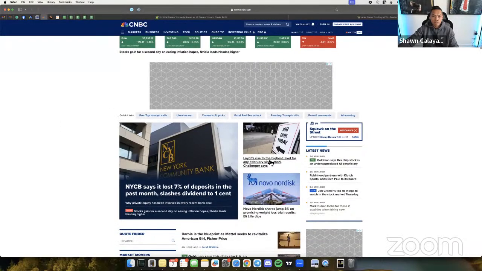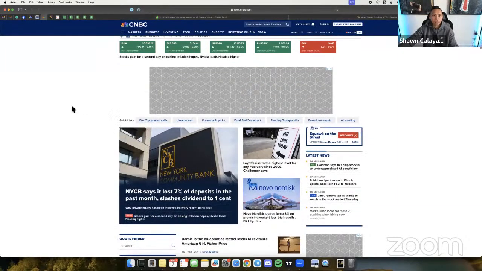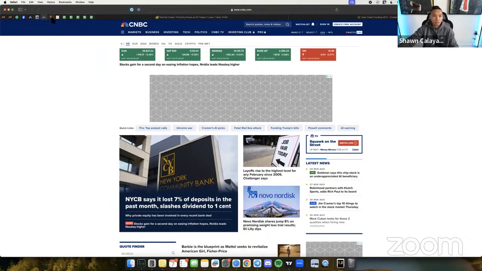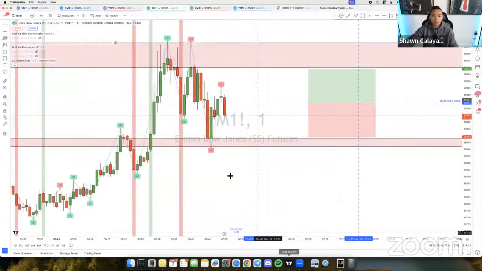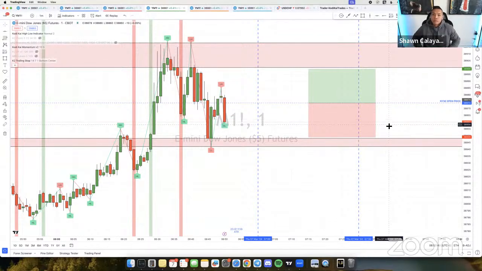The jobs data just came out, said layoffs rise to the highest level for any February since 2009. It's crazy. It just gets worse and worse each year. We'll see. And we'll see with the presidential election coming around.